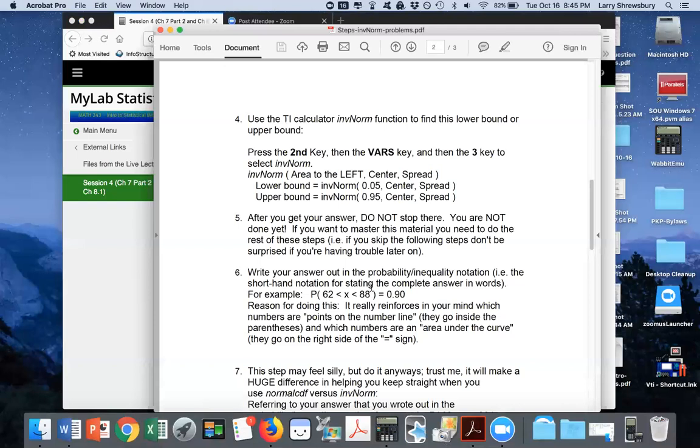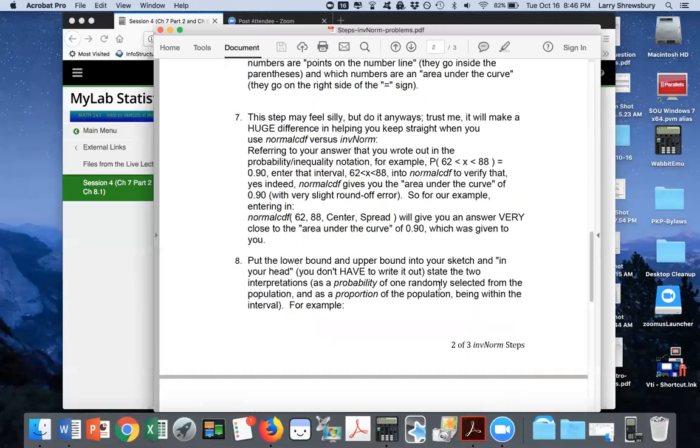Hey, you know what you might think? Couldn't I give this interval to normal CDF, and it should give me this area? It will. Now, of course, there'll be a little round off error, but it will do that. So that's what you want to keep reminding yourself. If I'm given an interval, then normal CDF will give me the area under the curve. If I'm given the area under the curve, I'm going to use inverse norm to get the interval. And you just keep running that through your head.